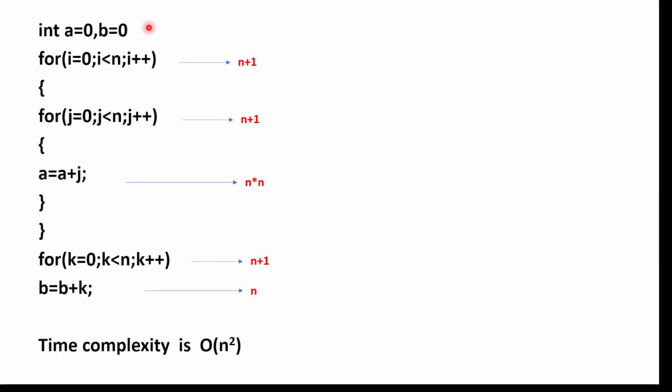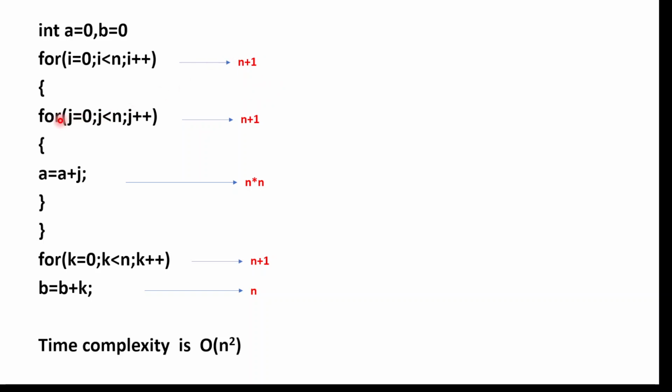Let us see another example where two variables a and b are initialized to 0. This initialization takes place only once in the entire code snippet. Hence, this will take a constant time of order of 1. Now we have a for loop here, for i equal to 0, i less than n, i plus plus. It is starting with 0, ranging till i becomes less than n. So this for loop will get executed n plus 1 times.